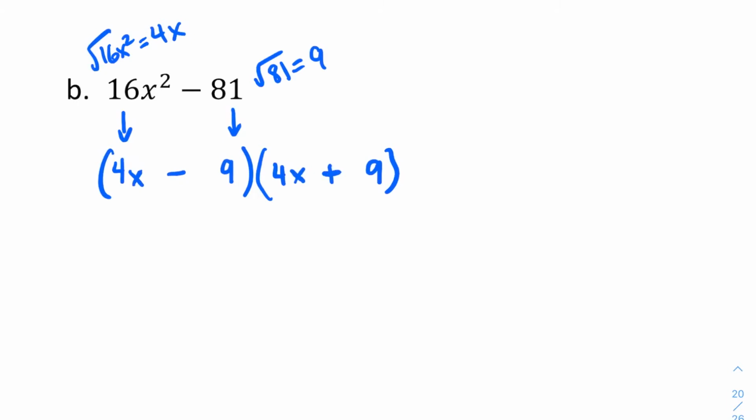You could always factor using guess and check, or find the two numbers that multiply to 16 times negative 81 and add up to 0, because there's a 0x in the middle. But this is kind of a shortcut that's faster.